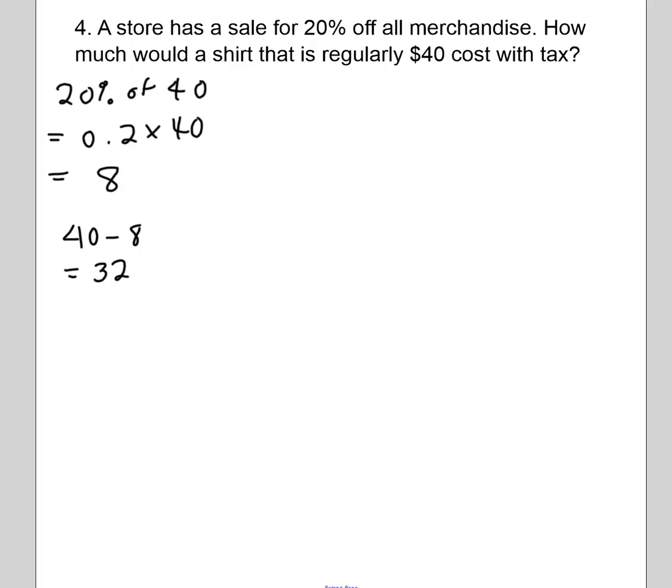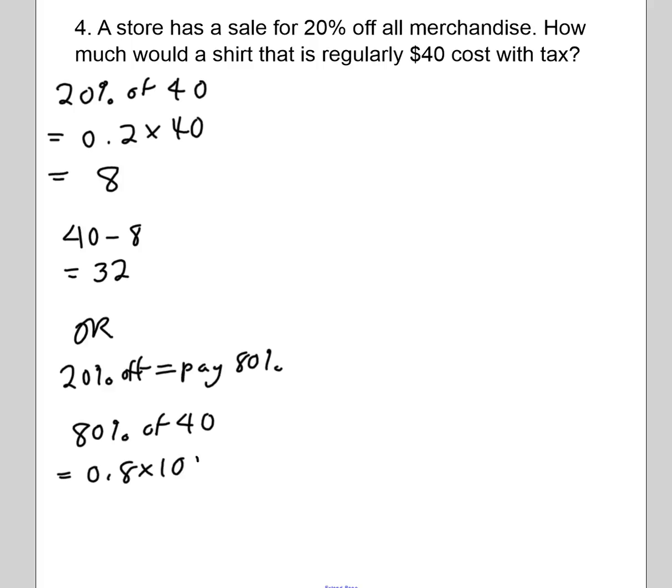Now, some of you might prefer to make that a little bit quicker, and you might realize that 20% off means that you pay 80%. And so instead of finding 20% of 40, you're going to find 80% of 40. You're still going to turn it into a decimal and multiply by 40. In this case, you're going to go directly to 32, which will be the sale price.